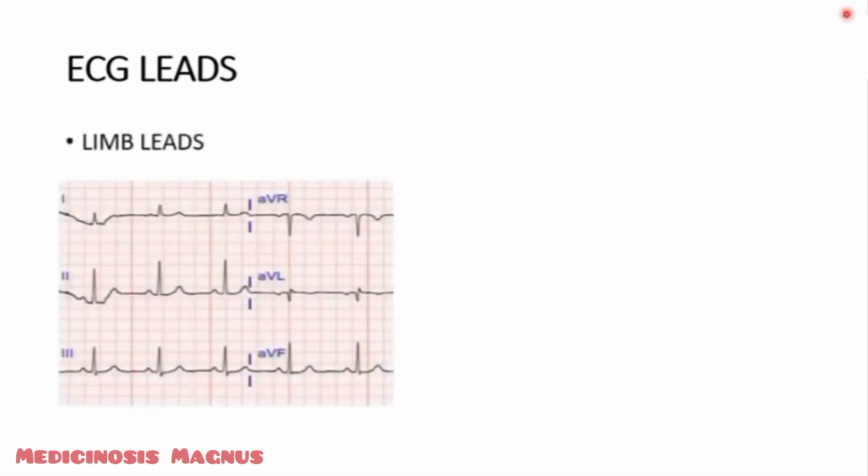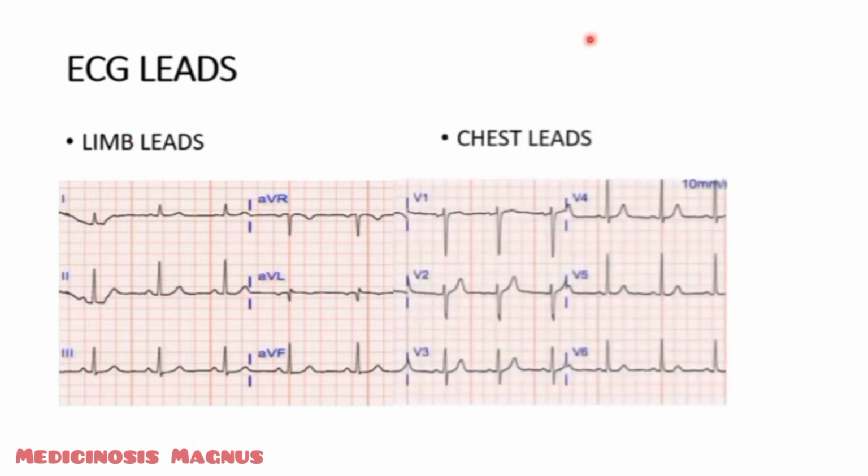Now let's talk about the limb leads. There are 6 limb leads as mentioned before: AVR, AVL and AVF, and their potential differences, lead 1, 2 and 3. These are limb leads placed from top to bottom. Then there are 6 chest leads, also called precordial leads, placed in front of the heart. These are V1, V2, V3, V4, V5, V6, and I just told you their respective locations.